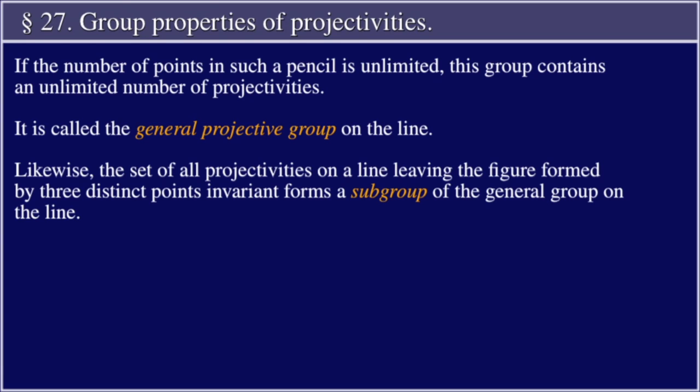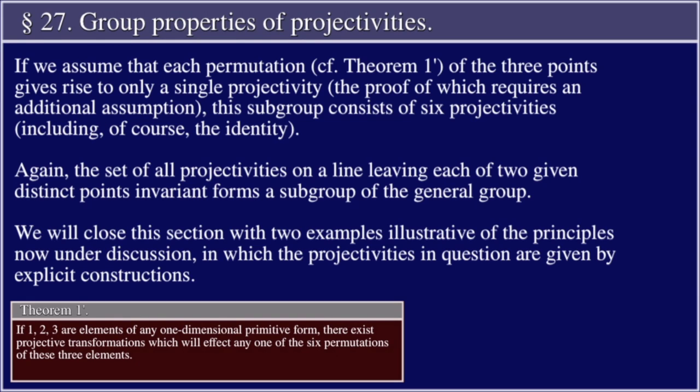Likewise, the set of all projectivities on a line leaving the figure formed by three distinct points invariant forms a subgroup of the general group on the line. If we assume that each permutation, clearly Theorem 1', of the 3 points gives rise to only a single projectivity, the proof of which requires an additional assumption, this subgroup consists of 6 projectivities, including, of course, the identity.